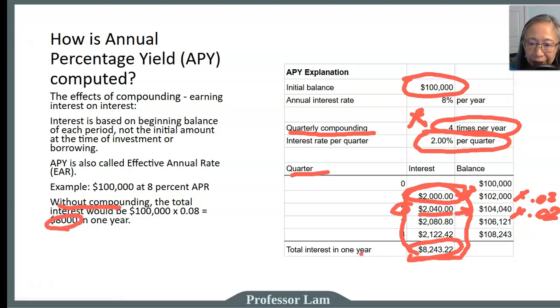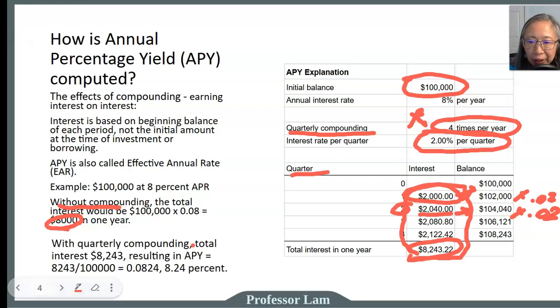So this is higher. So in fact, with quarterly compounding, the interest is $8,243.32. If you divide that by the $100,000 that we started with, it's 8.24%. And that is your APY.